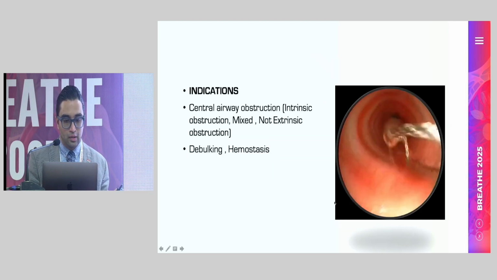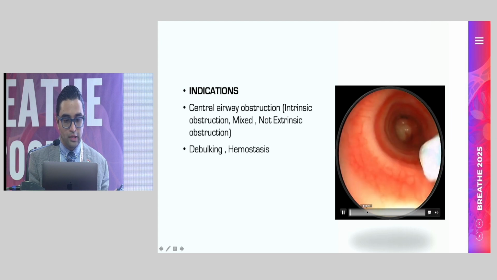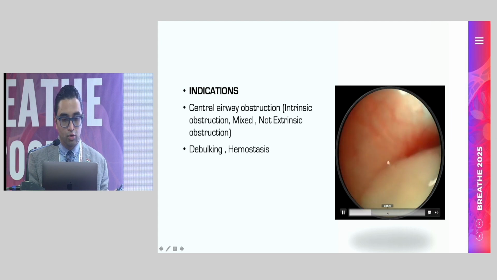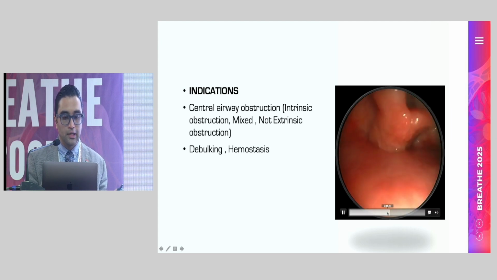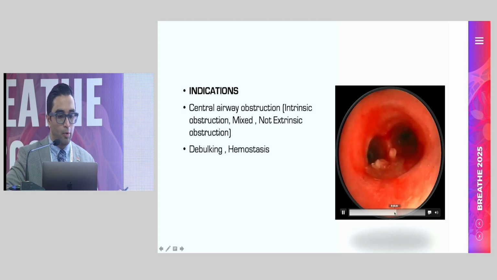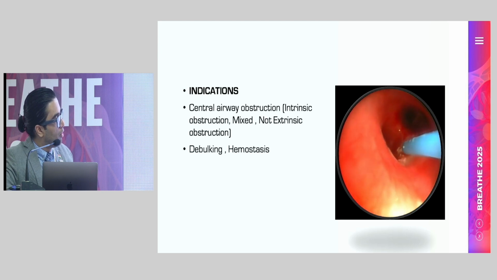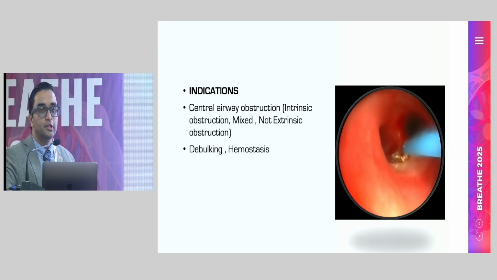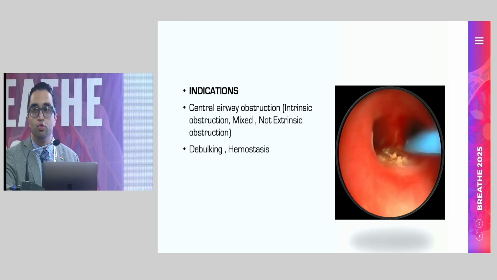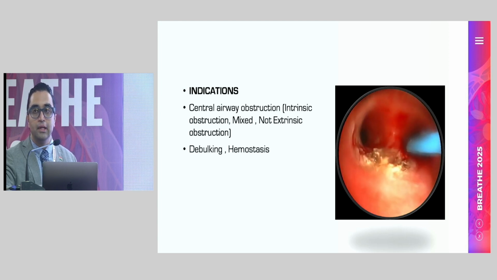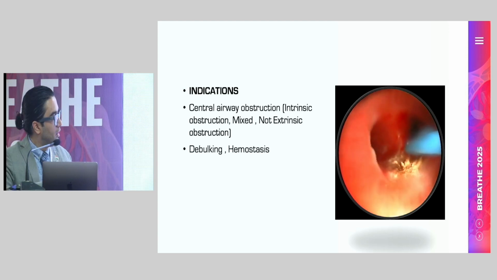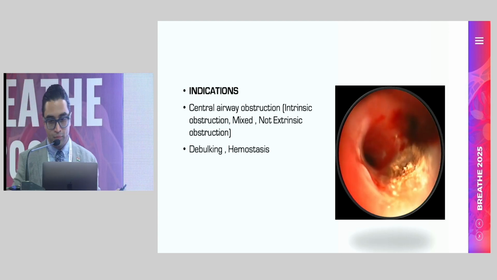This is a case where you can see how APC is working. In this particular case, once debulking is achieved, there is some amount of bleeding seen at the target area. Here you can see the APC with the argon gas flowing out, causing coagulation to stop any superficial bleed. So APC is mostly useful for patients who are having superficial or mild bleeding. So this is your APC.